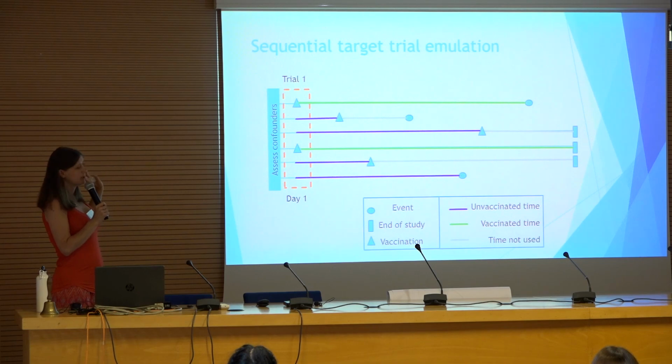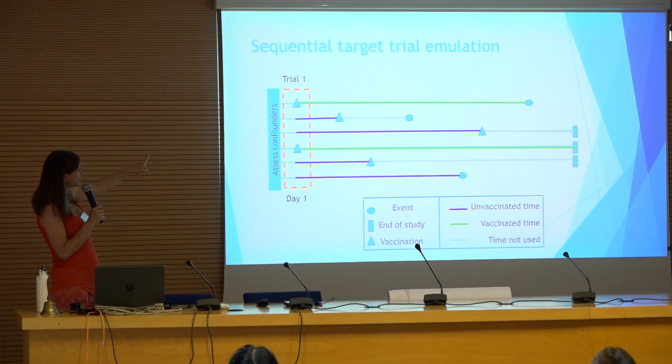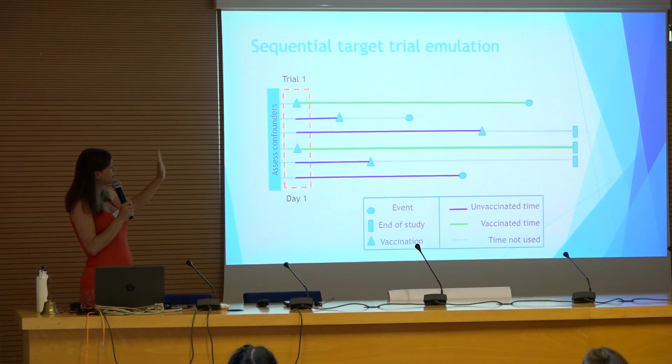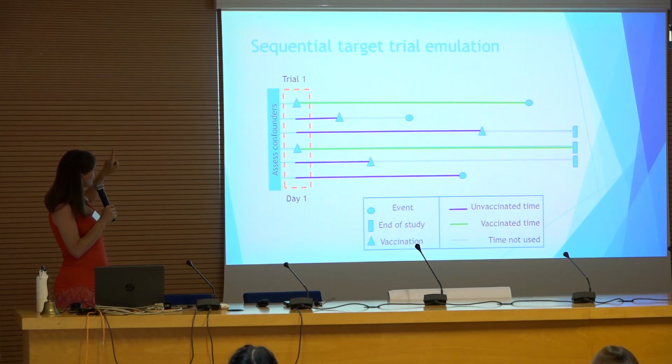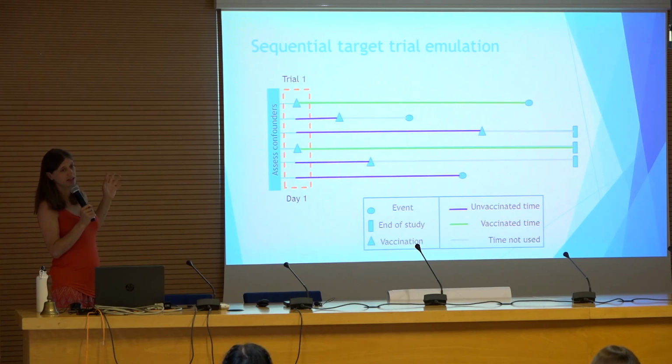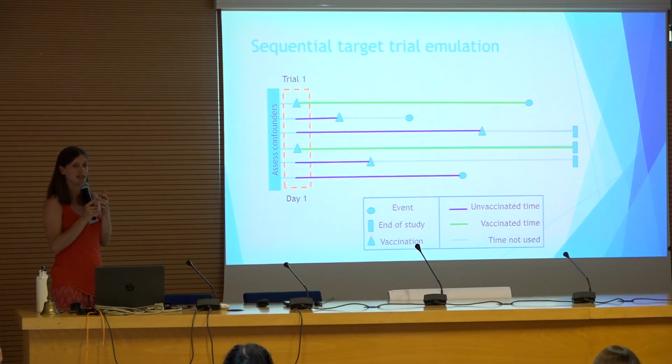Now, vaccinated people, I follow up until they get the event or end of study. Unvaccinated people, that's the purple, I'm going to follow up until they get vaccinated or have the event or end of study. Now, it's not really a trial, that's pretend, so I've got to assess confounders. So just before they go into my pretend trial, I'm going to use the data set to look at things like their age, sex, ethnicity, and so on and so forth.